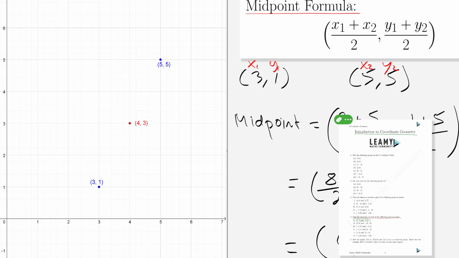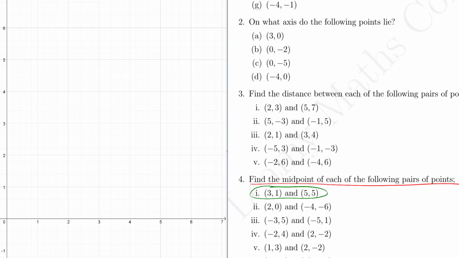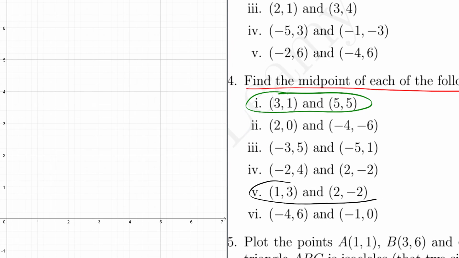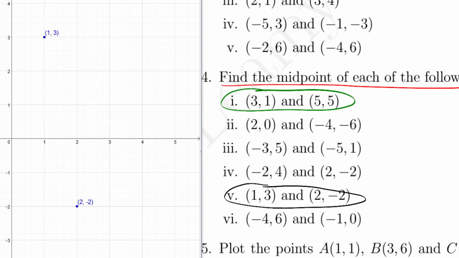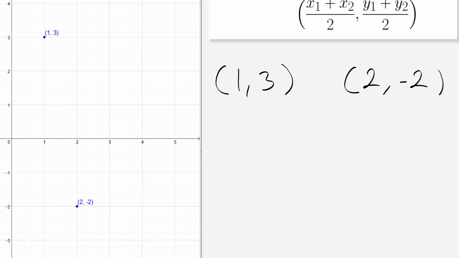So let's have a look at another example. This time we're going to look at part 5 here. We're going to use the points (1, 3) and (2, -2), and we want to find the midpoint of these two points. Like we did before, we're going to label our points (x1, y1) and (x2, y2), and then we fill into our midpoint formula.